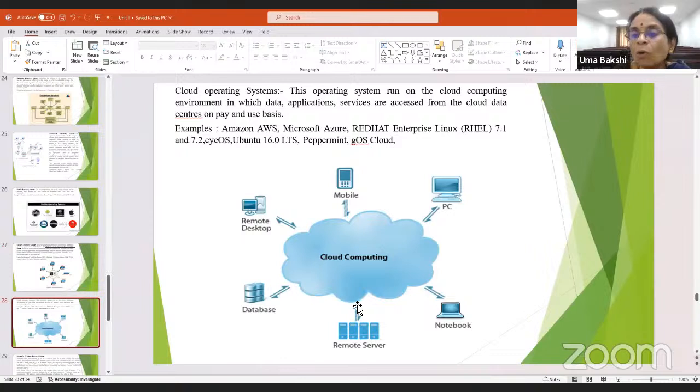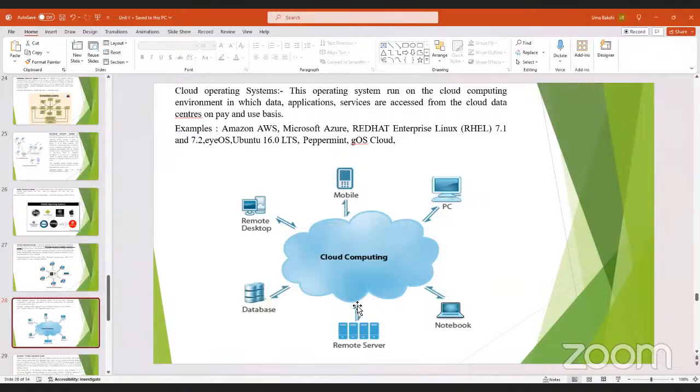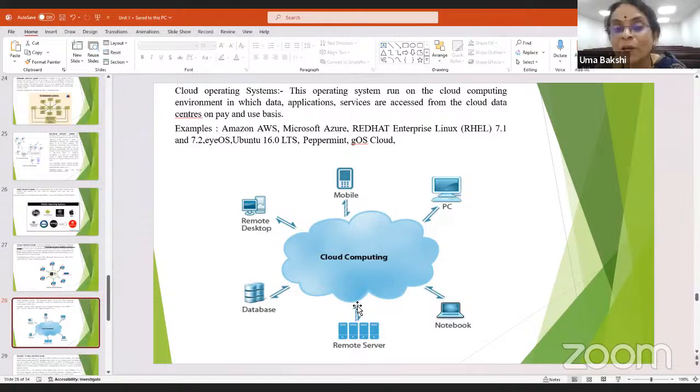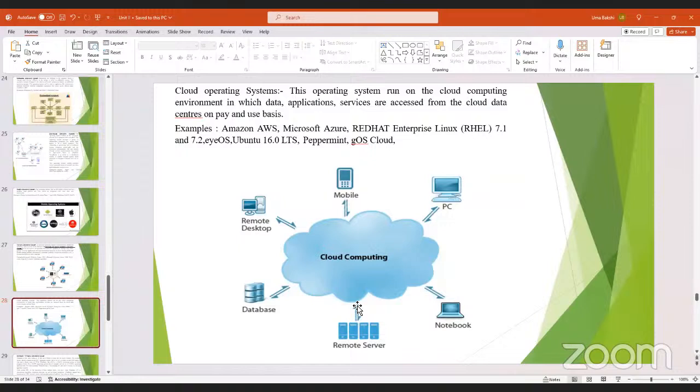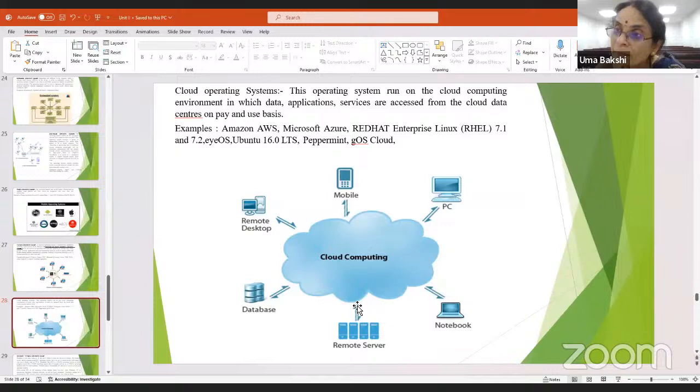Then cloud operating systems. Suppose you are using Google Maps. How is Google Maps connecting to you, or Uber? It is because of cloud computing. Red Hat, Amazon AWS, Azure. These are cloud operating systems. This works in the cloud environment. That means everything will be sent to the cloud, and from the cloud comes the software that will be used.